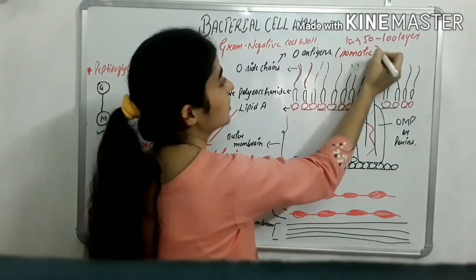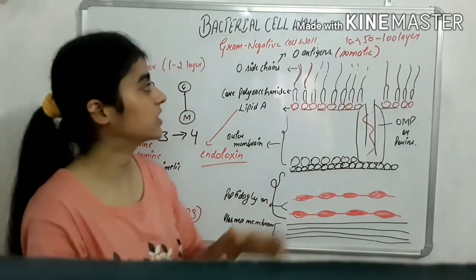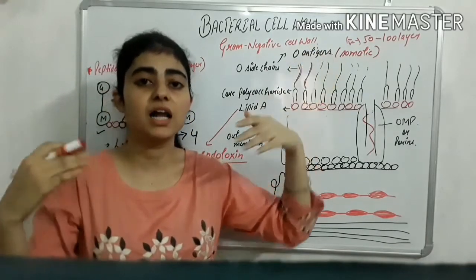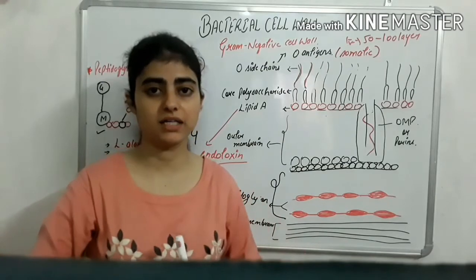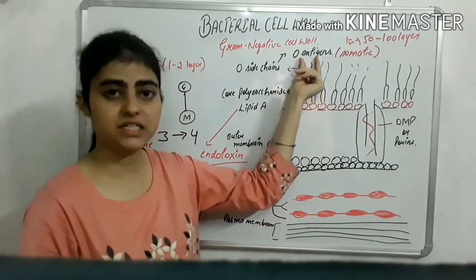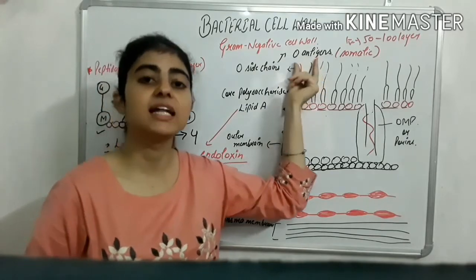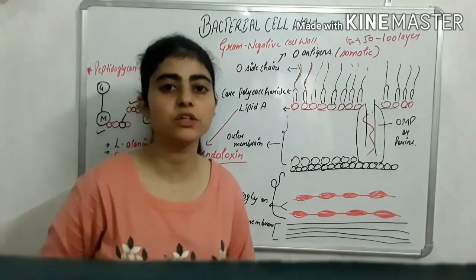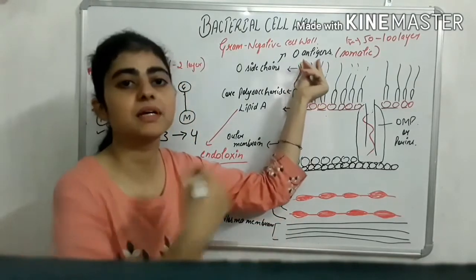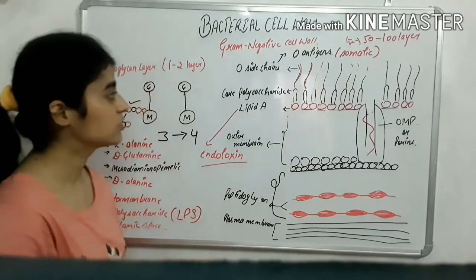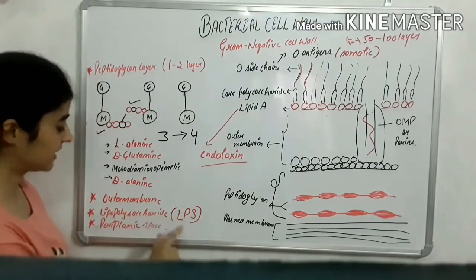So once the immune system recognizes these antigens, it will allow the production of antibodies. Indirectly, the O antigens are inducing antibodies in the body. In the body of the host, they are helping in inducing antibodies against the bacteria. So this is the lipopolysaccharide, that is called LPS.